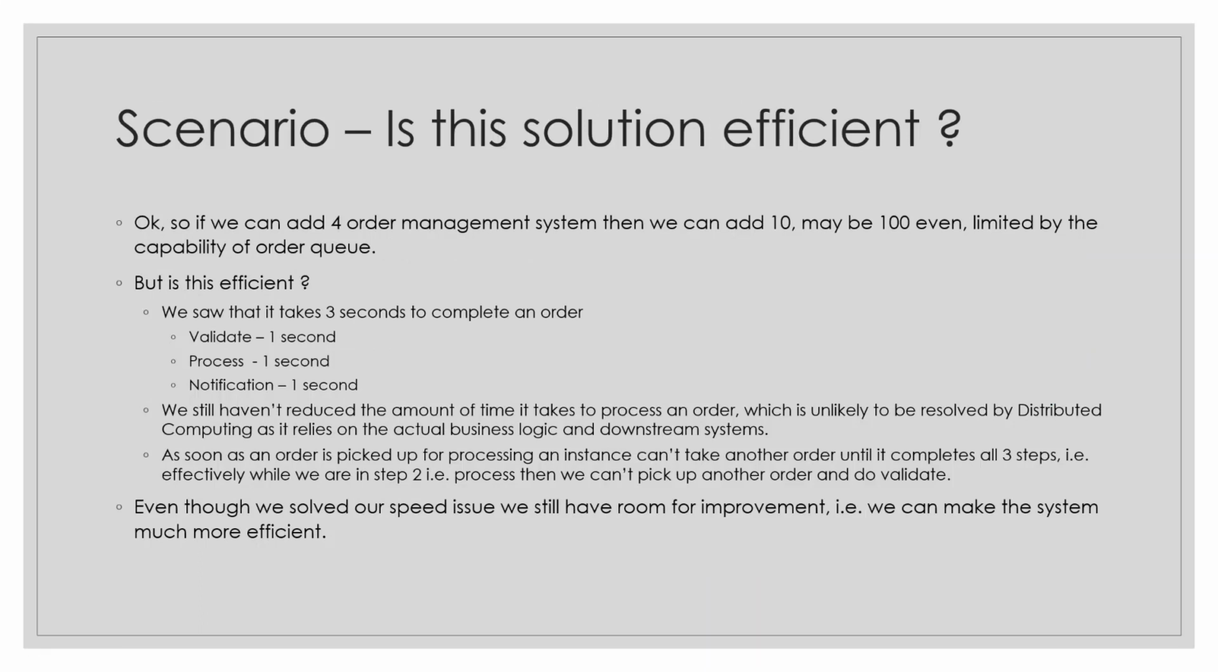Okay, so we have added 4 order management systems in the previous scenario. As I mentioned, we can add 10, we can add 100, or we can add any number, as long as the order queue can handle that. So even though we've effectively solved the problem we've been having, did we do that efficiently? Can it be improved? Let's take a deeper look into what is actually happening.